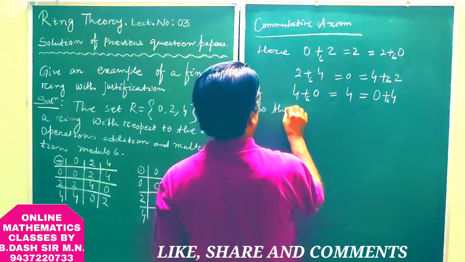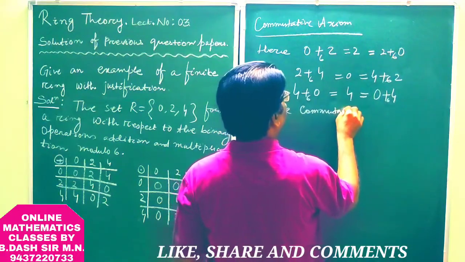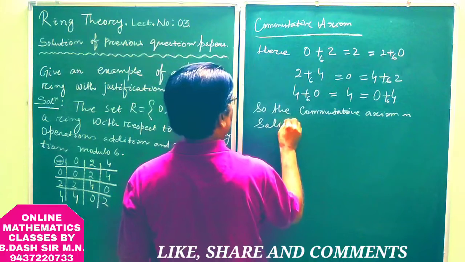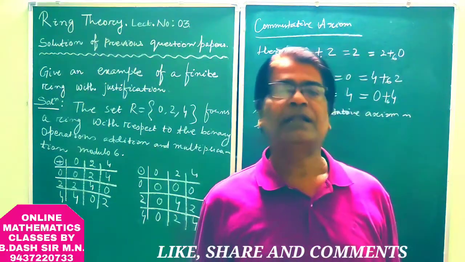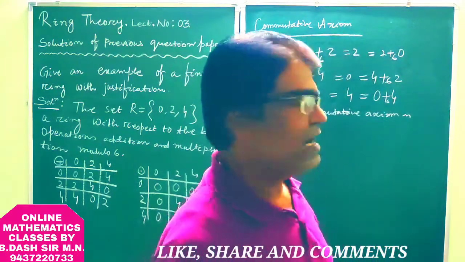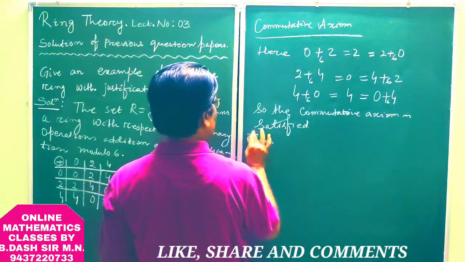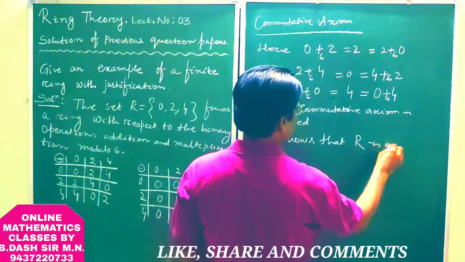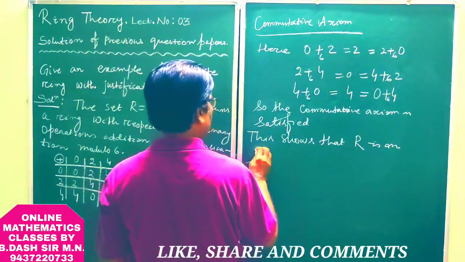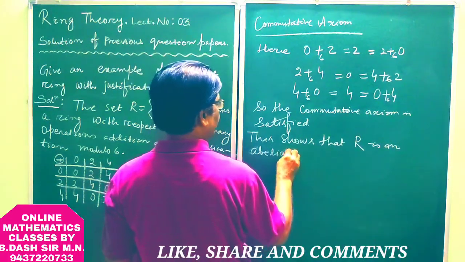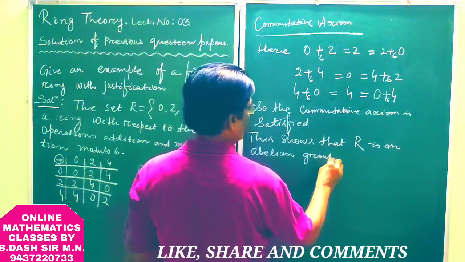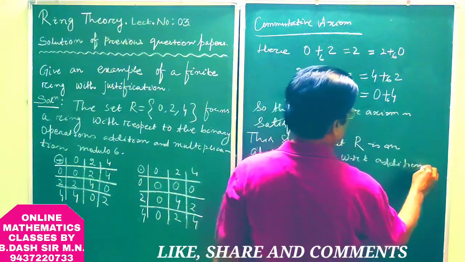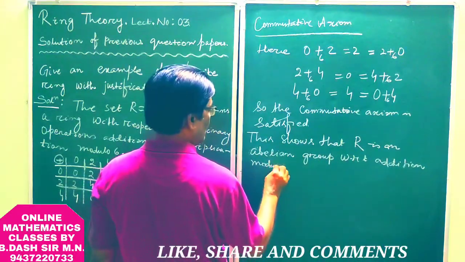So the commutative axiom is satisfied. This shows that R is an abelian group with respect to addition modulo 6.